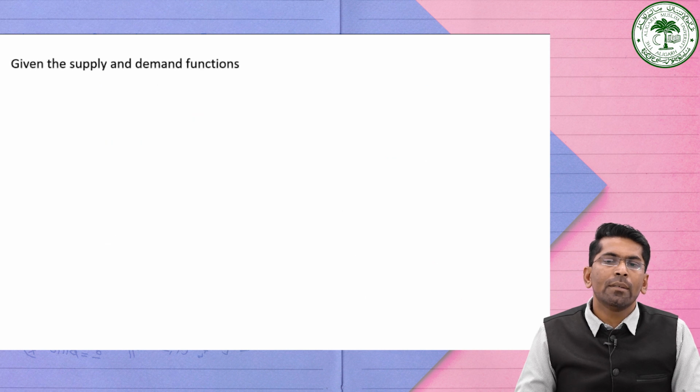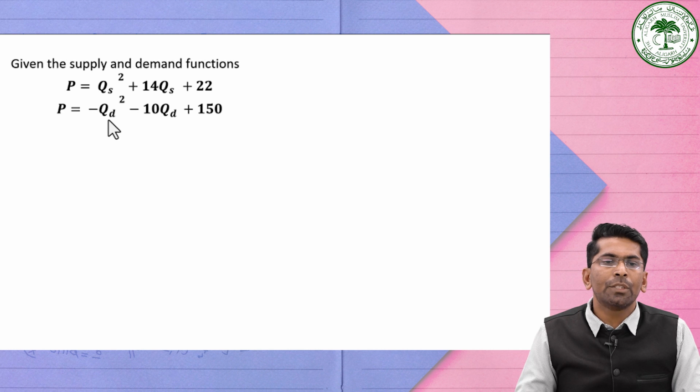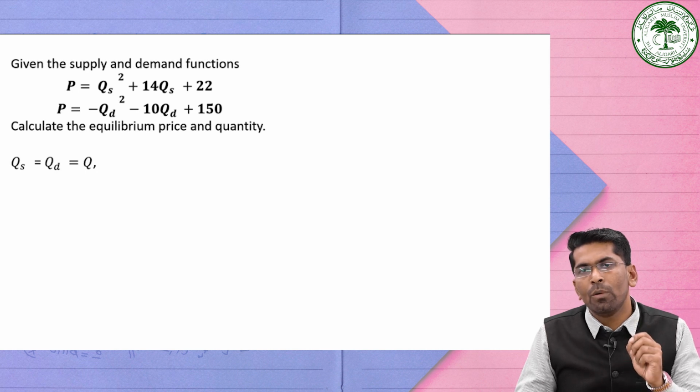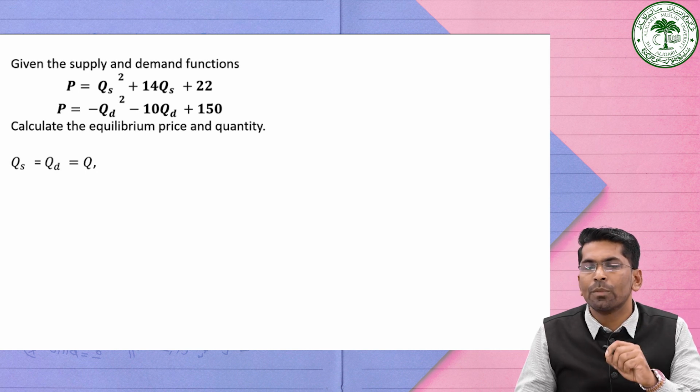Now we have an application level question. With the given supply and demand functions, the supply function is given, that is P equals Qs square plus 14Qs plus 22, and the demand function is also given here. So here we want to find the equilibrium level of price and quantity. In equilibrium, as per the theory, the quantity demanded is equal to the quantity supplied. So we are assuming that quantity supplied is equal to quantity demanded, which we denote by Q.